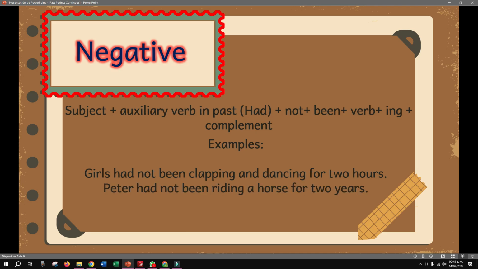Also, Peter had not been riding a horse for 2 years. So there you have first the subject, Peter, then had not, that will be after that the first auxiliary, then the second auxiliary, and the main verb with ing. So Peter had not been riding a horse for 2 years. Okay?